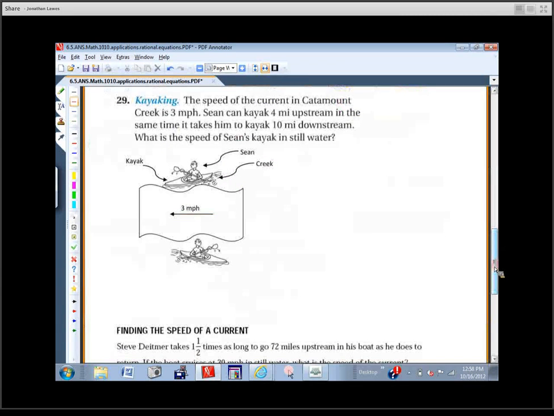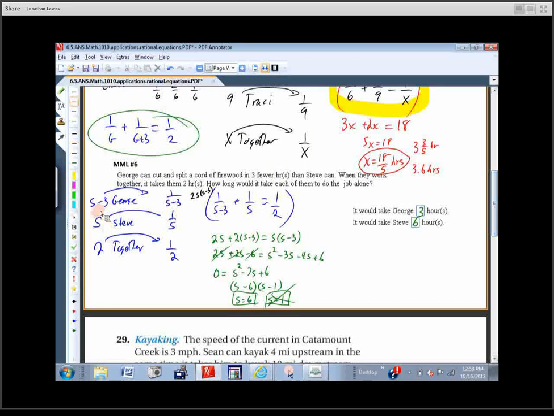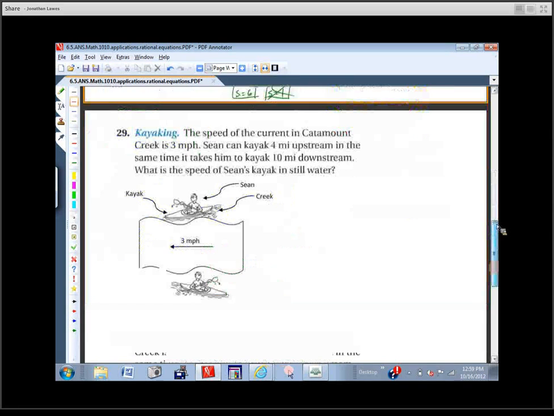All right, so flip the page over. I mentioned when we ran into problems like this before that these also will not go away. Just a question. So it's okay for George to take 3 hours even though there's an s minus 3? Yeah, because if Steve is 6, George is going to be Steve minus 3, so that's going to be 6 minus 3. Does that work? Okay. All right.